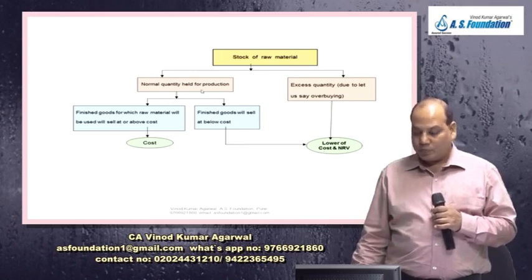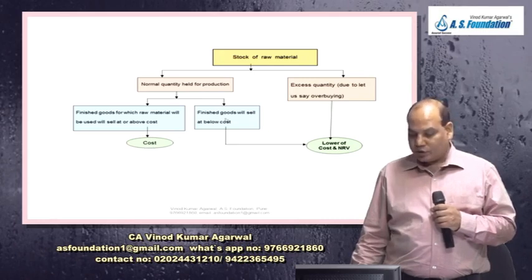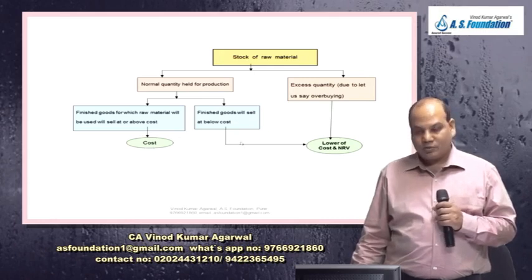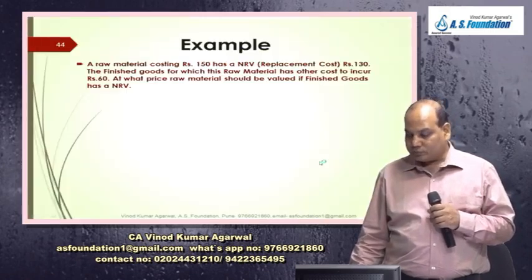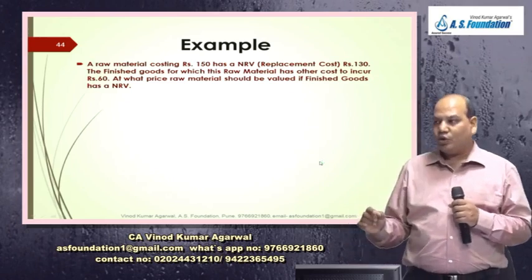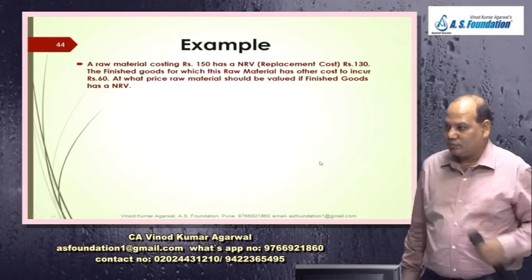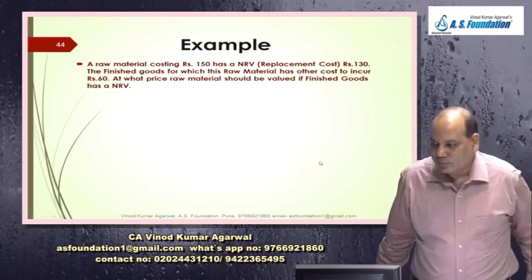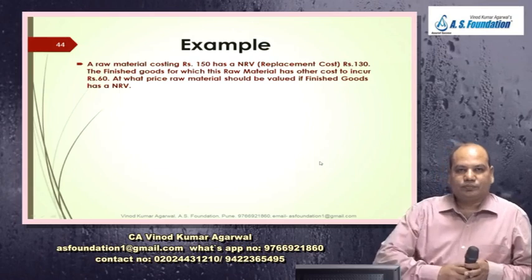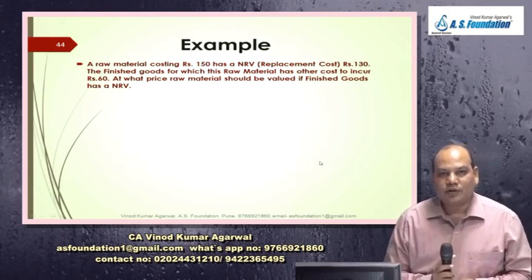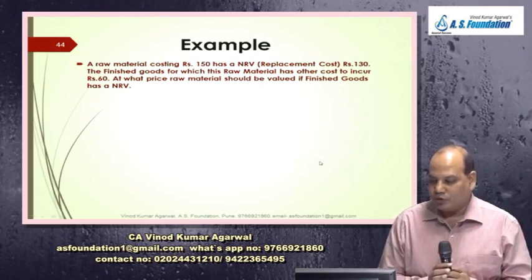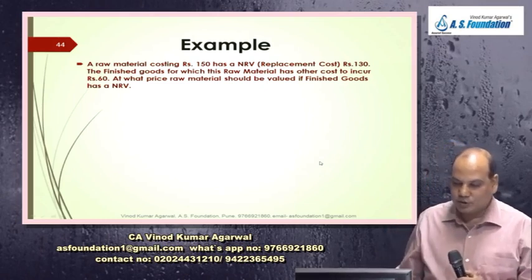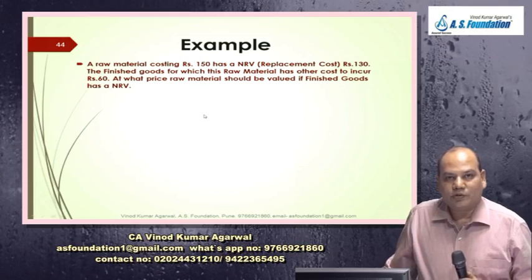But if it is held for production, and finished goods will be sold at or above cost, then raw material will be valued at cost. But if finished goods will be sold at a loss, then the rule will be cost or NRV, whichever is lower. But again here there is a limit on up to what extent you can reduce the value of raw material. So kindly pay attention. Example is printed with solution. Only pay attention on the screen.